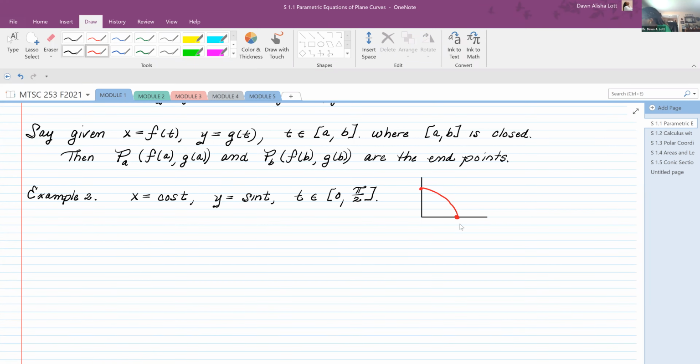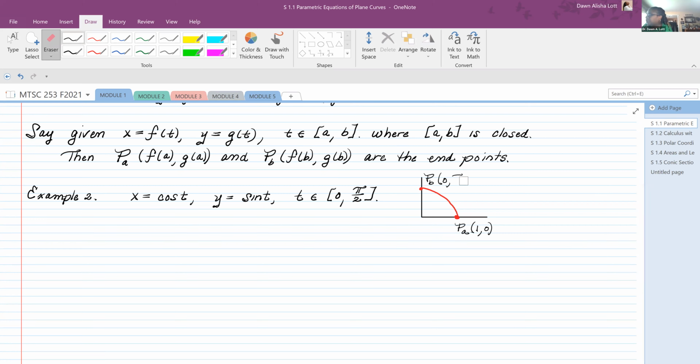This point is PA. It is f of 0, g of 0. So if I put in 0, the cosine of 0 is 1, and the sine of 0 is 0. Then this other point, PB, is the other endpoint. I put in pi over 2. The cosine of pi over 2 is 0. The sine of pi over 2 is 1.